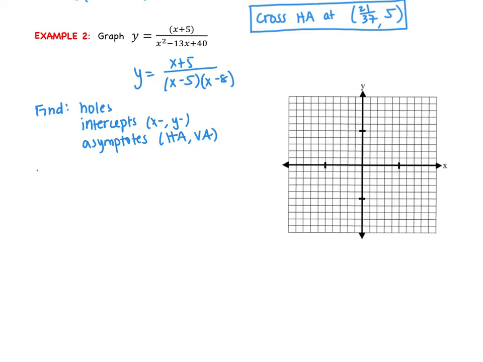So first, I'm going to find holes. Holes come from anything that cancels out. We don't have anything that cancels out, so there are no holes. For our x-intercept, that means that y is 0. So we will take our equation and make y 0.